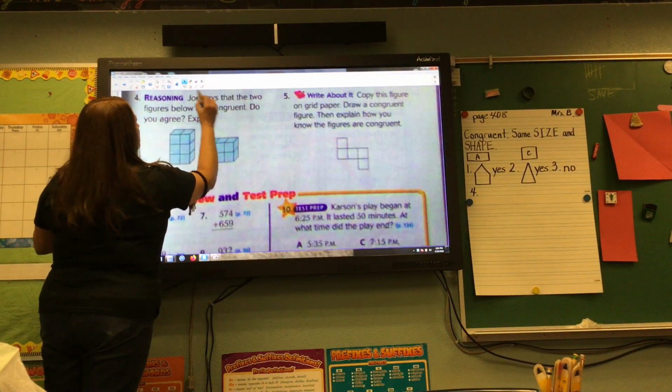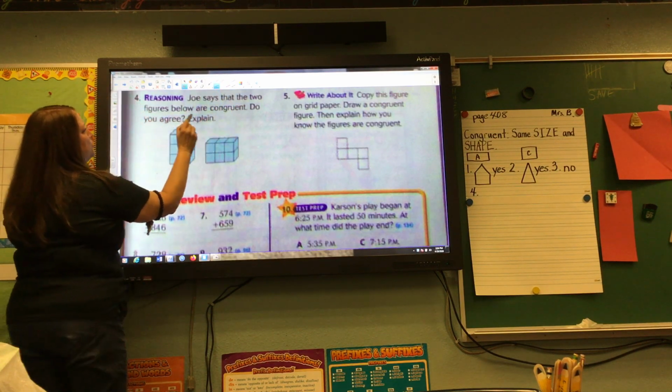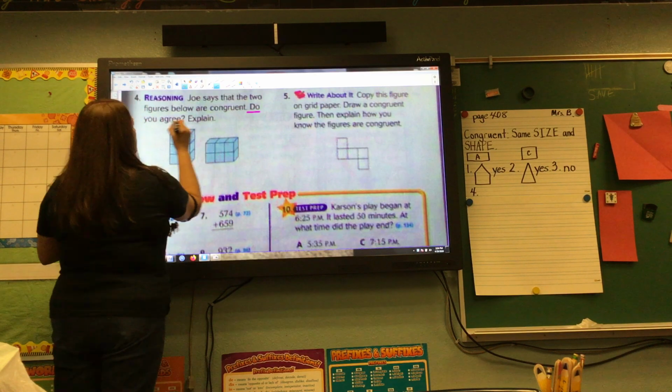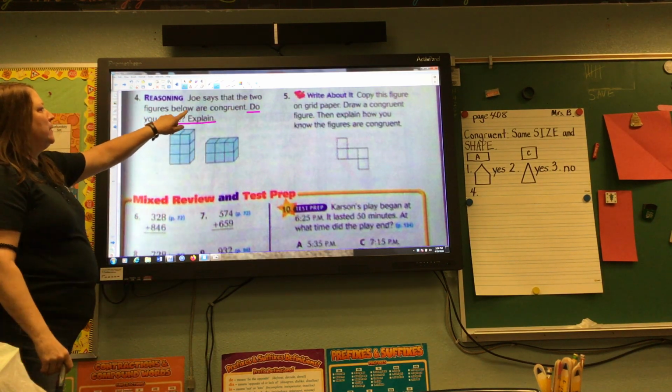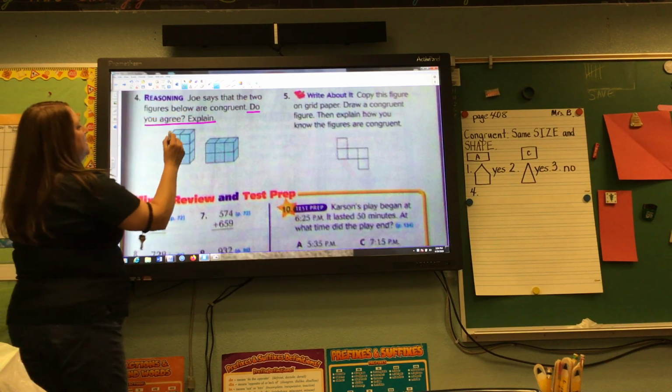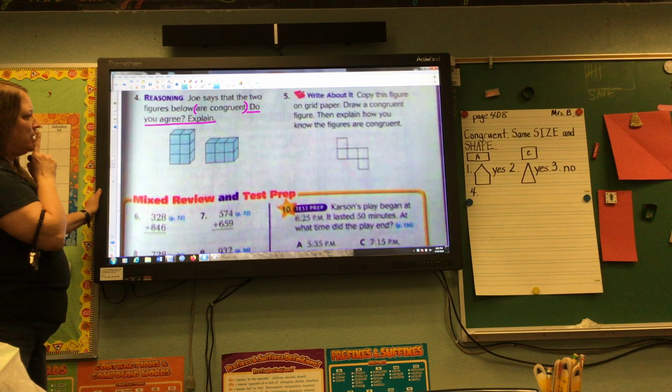So let's take a look at number 4. Here's our question. Joe says that the 2 figures below are congruent. Do you agree? Explain. Let's find out what he's talking about. He says that they are congruent. Now let's take a look at the two shapes first.